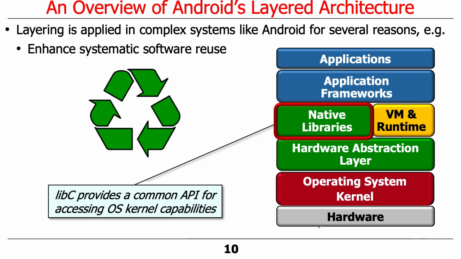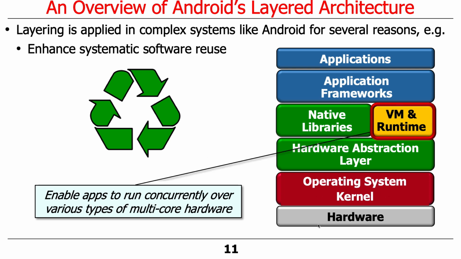As examples of this, libc provides a common and familiar API for accessing the operating system kernel capabilities, so why not use that, right? Having a virtual machine that's based on something along the lines of Java, having all those class libraries available that they copied from Java, made it possible to run applications concurrently over various types of multi-core hardware without having to reinvent all those abstractions and force the programming community to learn it from scratch.